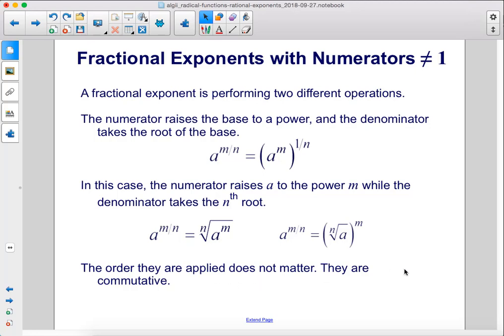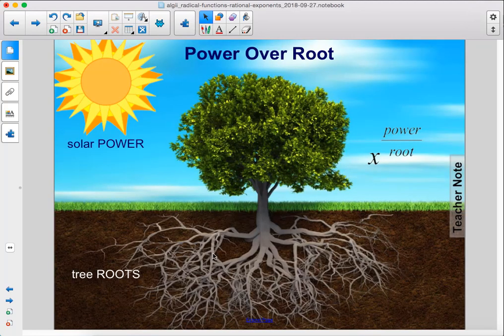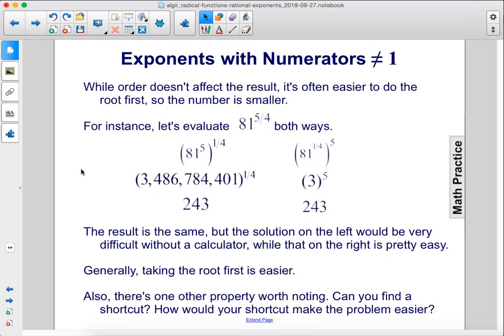They are commutative. Here's a nice way to remember that: when you have x raised to a fraction, the top is the power and the bottom is the root, like a tree. We have solar power on top, and we have roots underneath. While order doesn't affect the result, it's often easier to do the root first so the number is smaller.